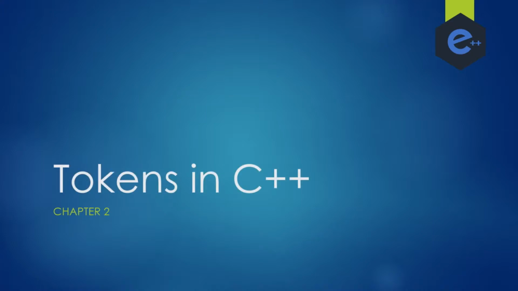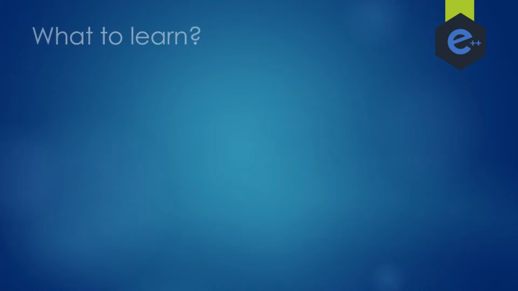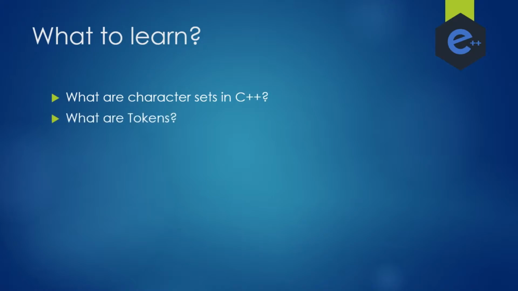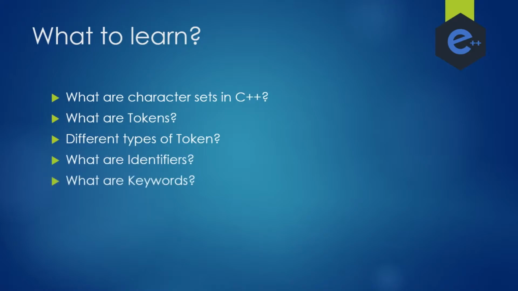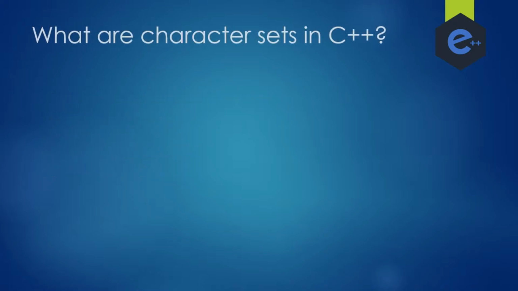In this video, we are going to learn tokens. So, let's start the second chapter of C++. In this chapter we will learn about character sets, tokens and their types, identifiers and keywords. So, the first one is, what are character sets in C++?